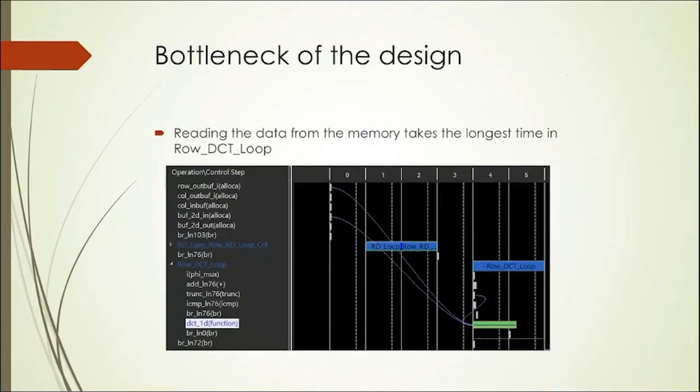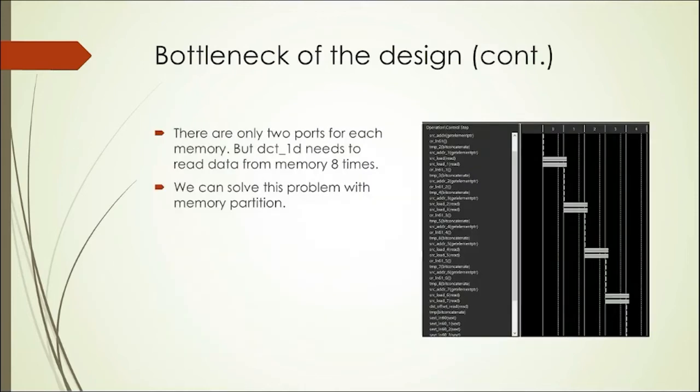Okay, so to further optimize our design, we need to look into the bottleneck. And the bottleneck right over here, we can see DCT1D takes the largest cycle latency. So we further look into DCT1D, which is right over here, and we can see it takes 4 cycles to load the data because you can see it corresponds to read. So it means we are loading the data from the SRAM. And because we need multiple cycles to load the data, our bottleneck is the memory bandwidth. So to solve this problem, we use memory partition.